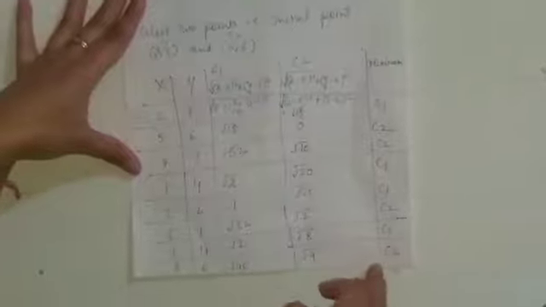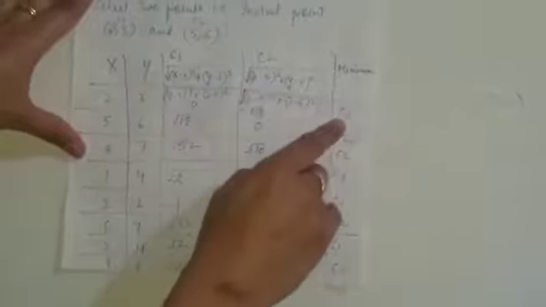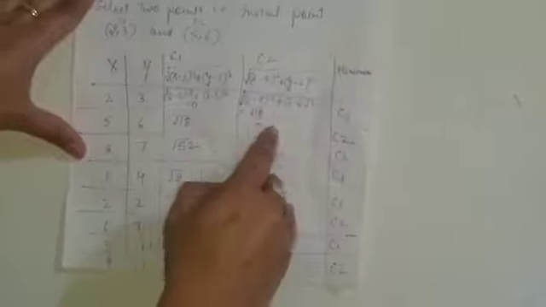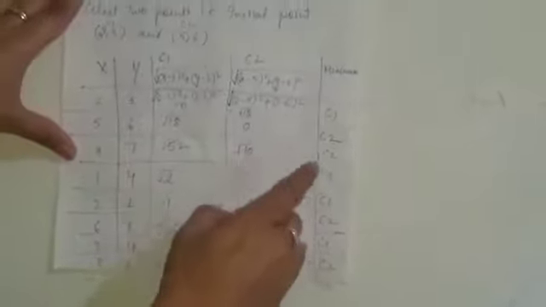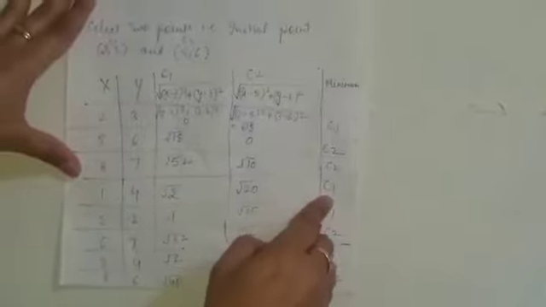After that we will take the minimum between C1 and C2. We have to write here: the minimum of C1 and C2 is C1. Root 18 and 0, minimum is C2. Root 50 and root 10, minimum is C2. Root 2 and root 20, minimum is C1, and so on.